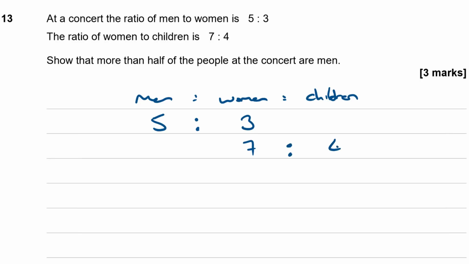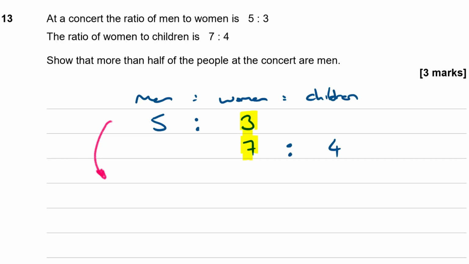And the ratio of men to women is 5 to 3, and the ratio of women to children is 7 to 4. Now, in order to work out what fraction of the entire team there are men, it would be good if we could write these two ratios as one ratio. In order to do that, we want to try and get these numbers in the middle the same. So if we can think of a common multiple of 3 and 7, for instance 21, then we'll scale this ratio up so it's out of 21 women.